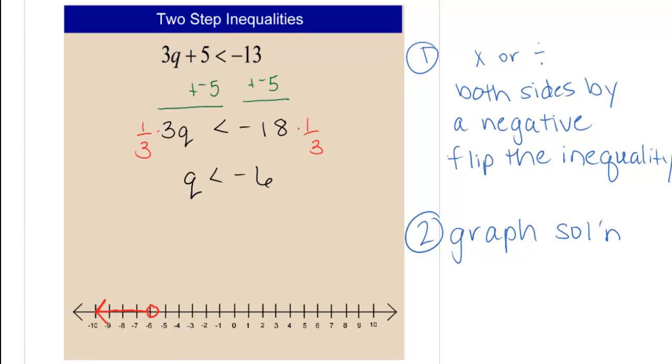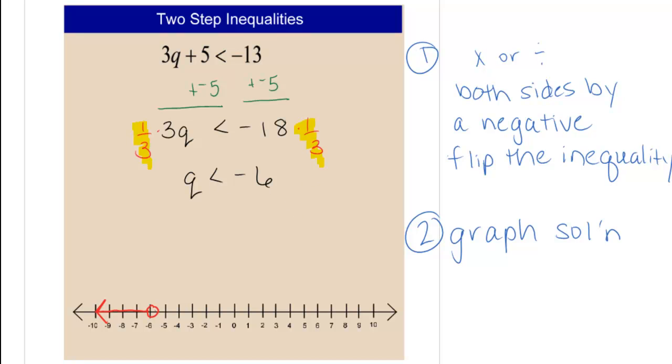You should end up with q is less than -6. Notice that we do not flip the inequality in this problem because we multiplied both sides by a positive number. So it doesn't matter that the number we added by was negative. It doesn't matter that the number on the right side of our inequality is negative. None of that matters. All that matters is that reciprocal. Was that reciprocal negative? Nope. So we did not multiply both sides by a negative, so we leave the inequality as less than.